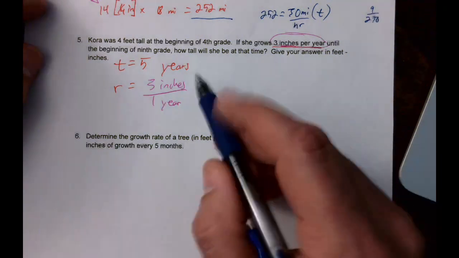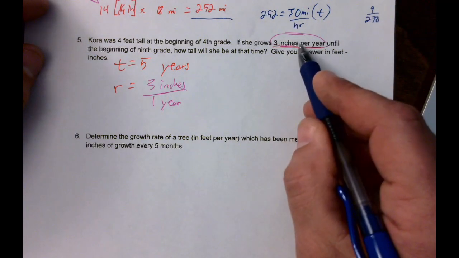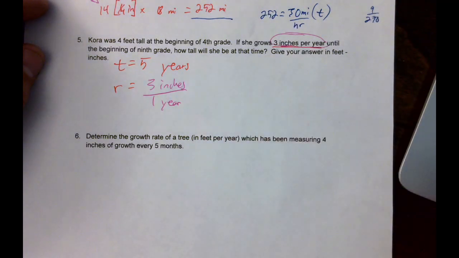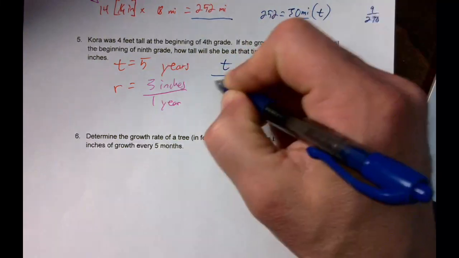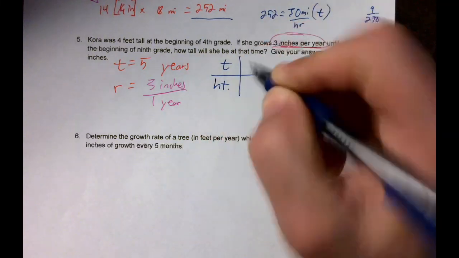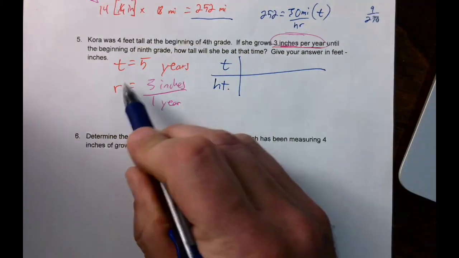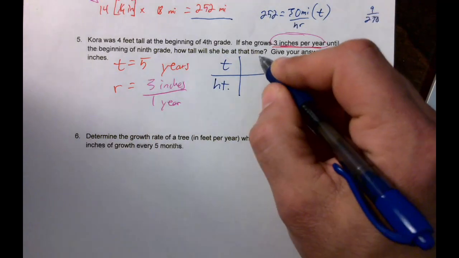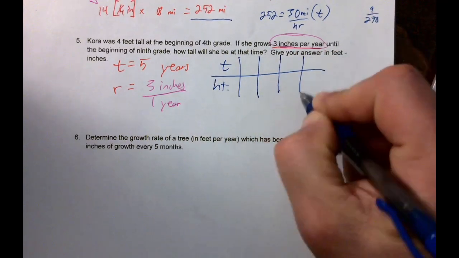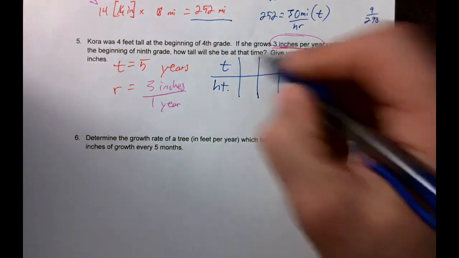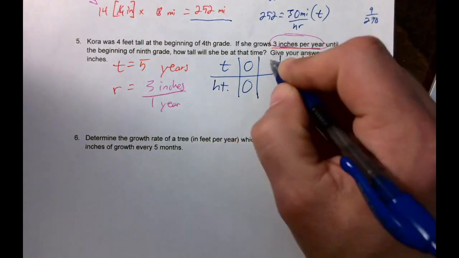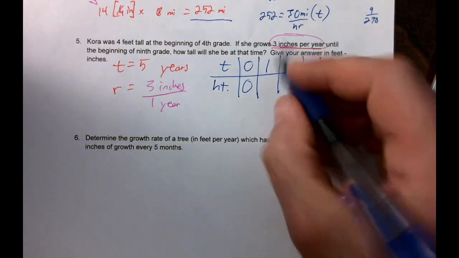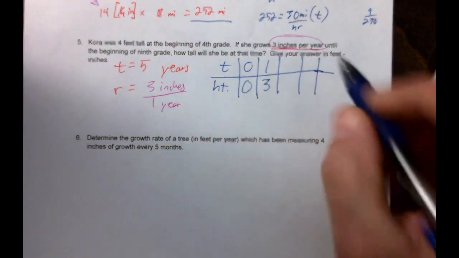Here's what we got to do. 3 inches per year until the 9th grade. What do I do? Shall we make a table? We're going to do time and height. Now, why did I choose these? Because a rate is the number that you're going to use to make your table. It's going to be the pattern-based number. So after 0 years, we haven't grown any. After 1 year, 3 inches per year, I will have grown 3 inches.